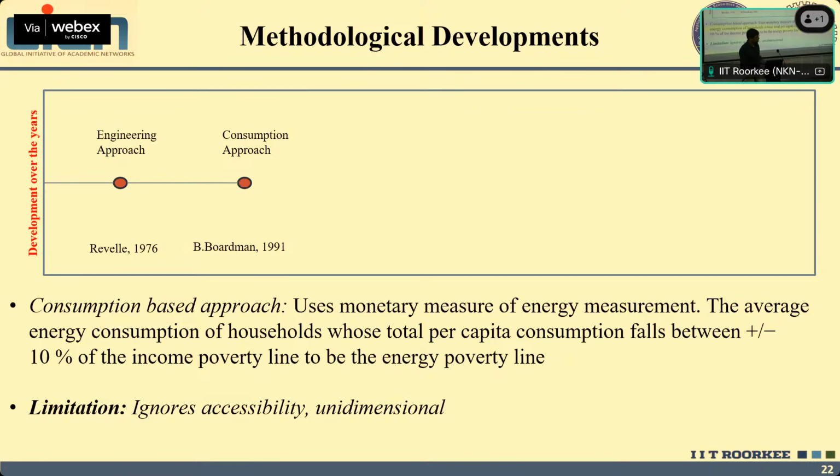Consumption approach, which is usually largely suggested and was discussed long back, but there are some limitations. They use a monetary measure of energy calculation, energy poverty, energy measurement. The average energy consumption of households whose total per capita consumption falls below a certain plus or minus 10% level are considered to be income poor, or in poverty by the income standard. Specifically on energy it was not mentioned, but we are interpreting our energy calculation in the context of the approach they suggested using consumption-based measures. And within the consumption-based measure, it was largely a monetary approach.